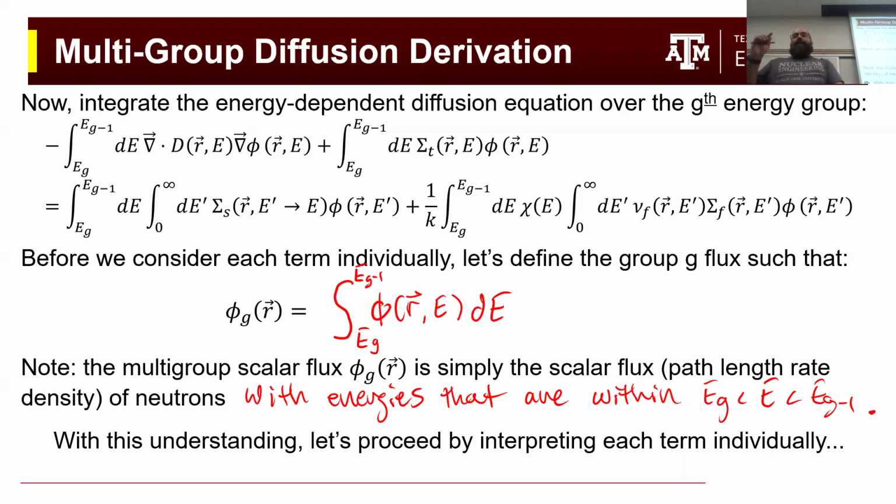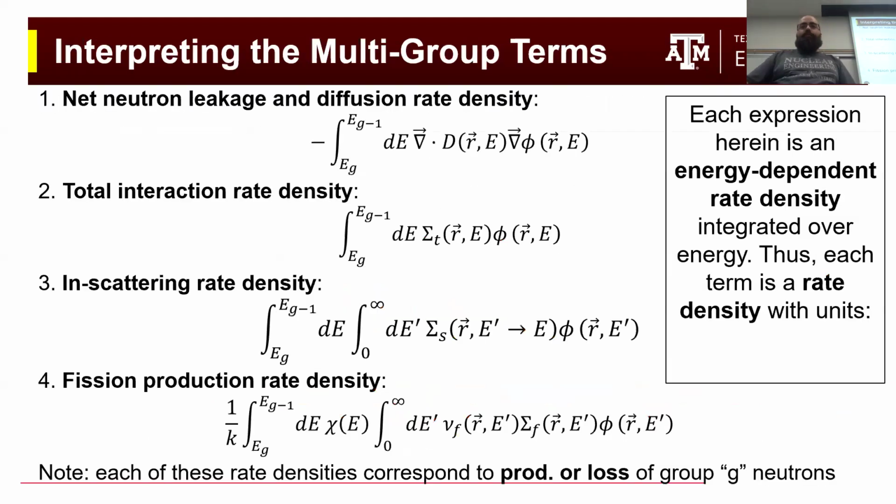And so if we have this definition for the group flux, then we can start interpreting each term individually, and we can try to simplify this equation to derive the multigroup diffusion equation. And so that's what we're going to do moving forward. This is just interpreting what each of those quantities represents.